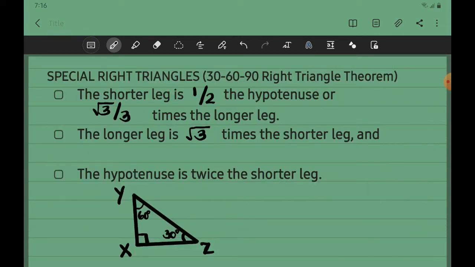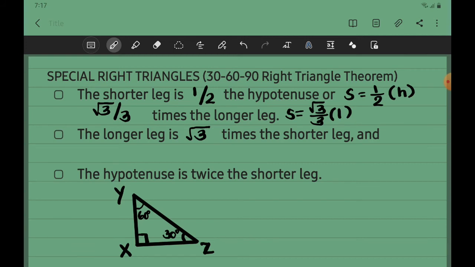The next theorem that we have is the 30, 60, 90 right triangle theorem. So the first one, we have the shorter leg is 1/2 the hypotenuse, or square root of 3 over 3 times the longer leg. So if we are going to write that in formula, we are going to have S represents shorter leg is equal to 1/2 times h, or hypotenuse. Or it can be S is equal to square root of 3 over 3 times L, or the longer leg. So later on, we're going to use that formula.